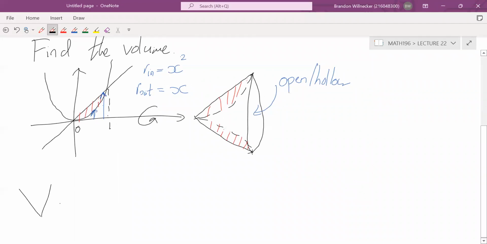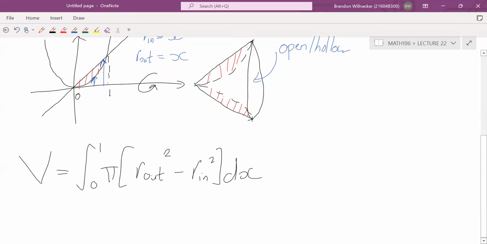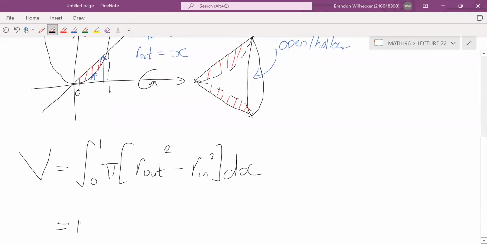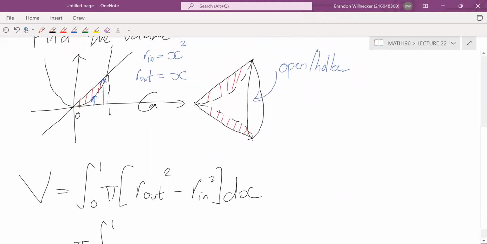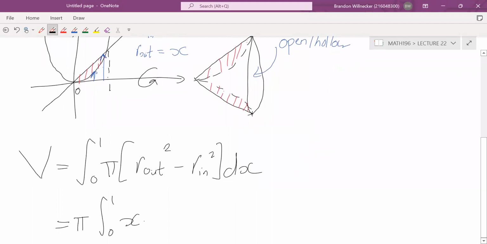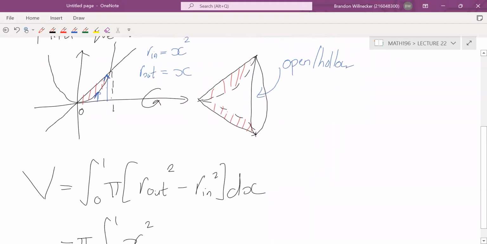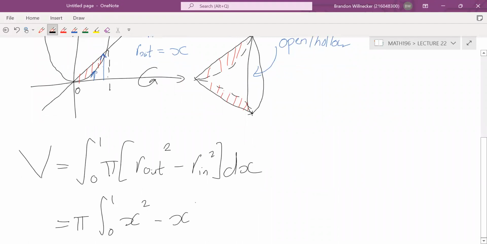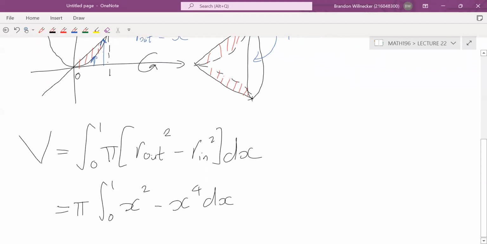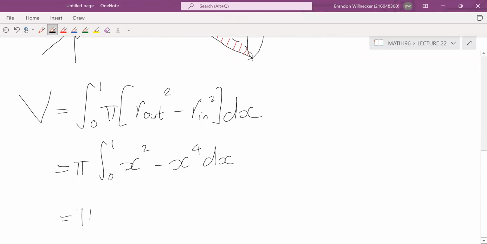So the volume is equal to the integral from 0 to 1 of pi times the outer radius squared minus the inner radius squared dx. Okay, so let's substitute. So this will be pi integral from 0 to 1. The outer radius squared is just going to be x squared. The inner radius squared will be x to the 4, dx.